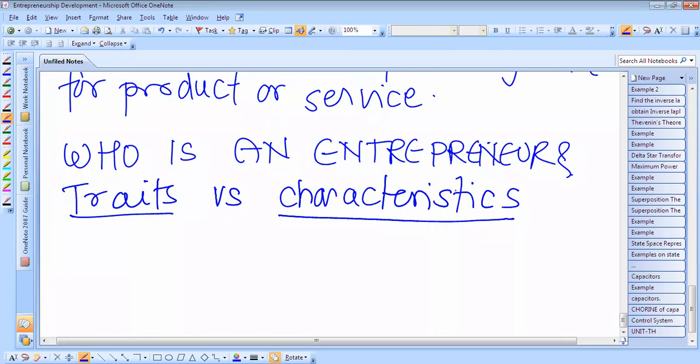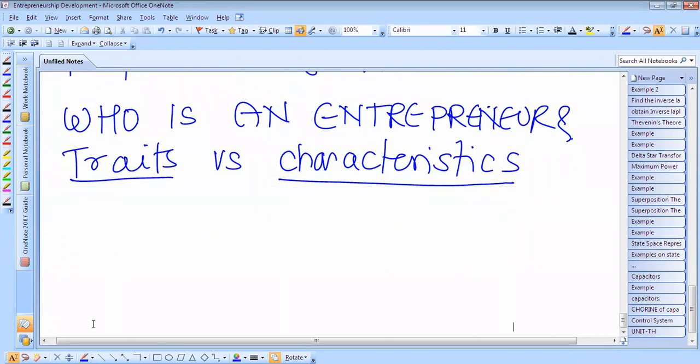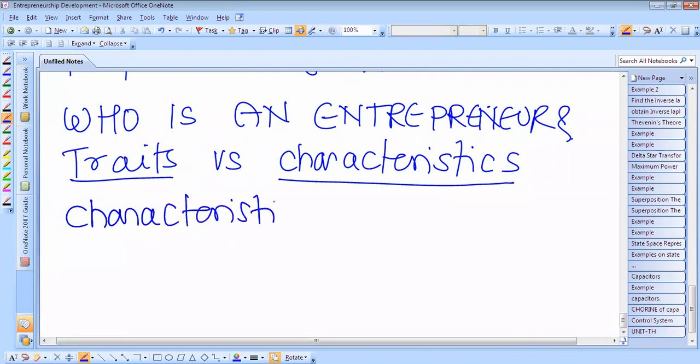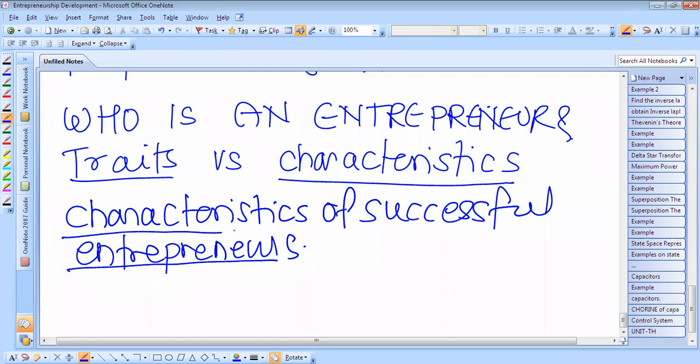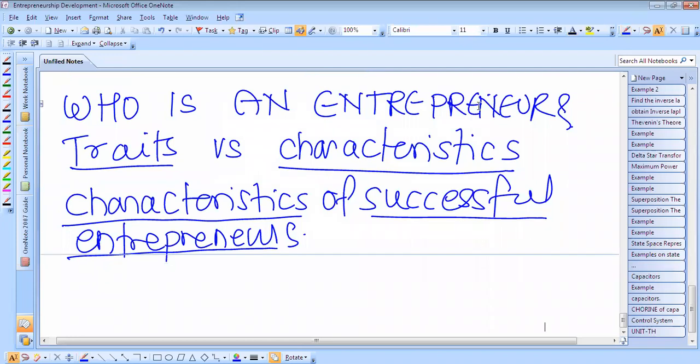Okay, so we'll discuss these characteristics of successful entrepreneurs. Who are the successful entrepreneurs? These are the characteristics of successful entrepreneurs. What are the characteristics? You are also eager to hear what the characteristics of successful entrepreneurs are. Who will become a successful entrepreneur in his life?